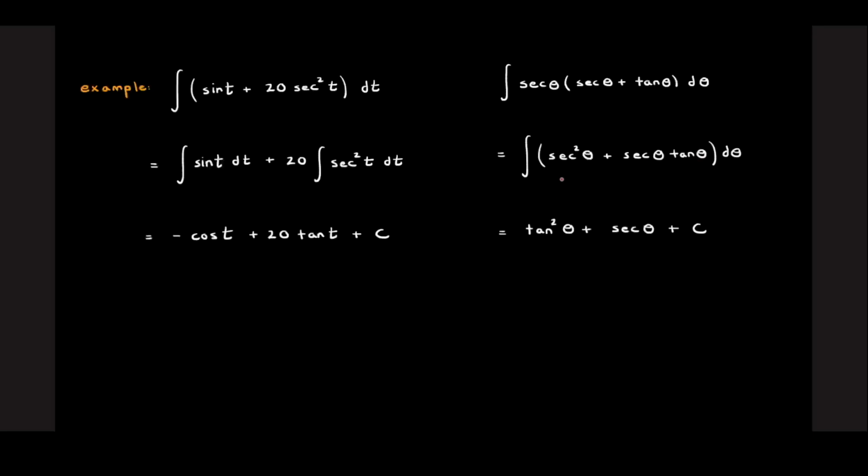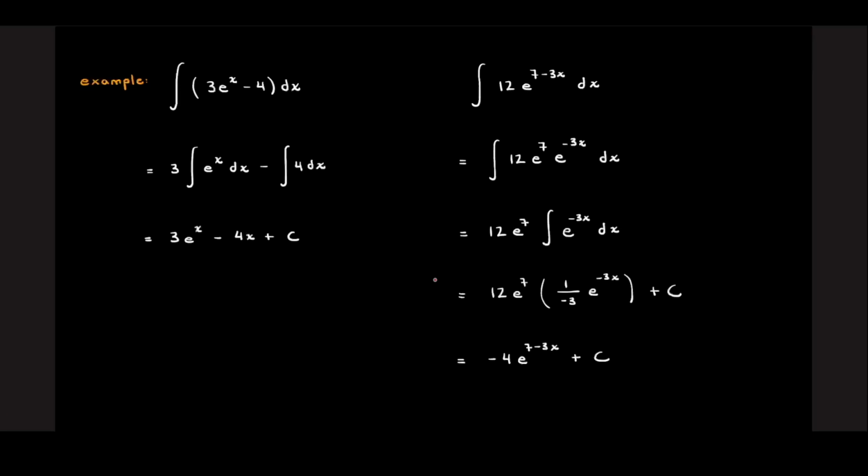And now I'll just find the antiderivative of each piece. The antiderivative of secant squared is tangent. And then the antiderivative of secant theta tangent theta is secant theta, right? Secant theta is what differentiates into secant tan. And then finally, plus the constant of integration. You can't forget that, because the indefinite integral represents an entire family of functions. It's the most general antiderivative, not just a particular one.